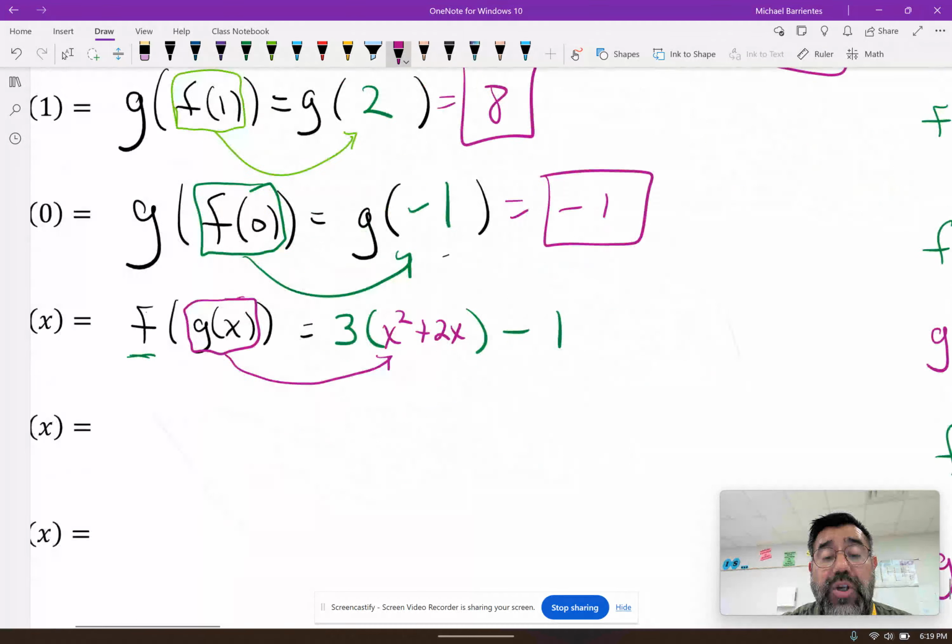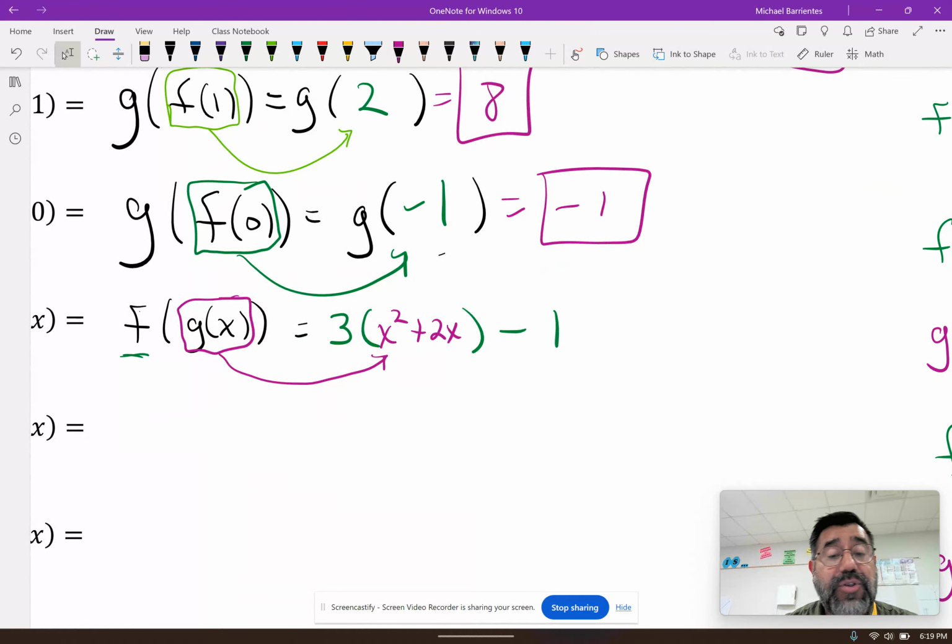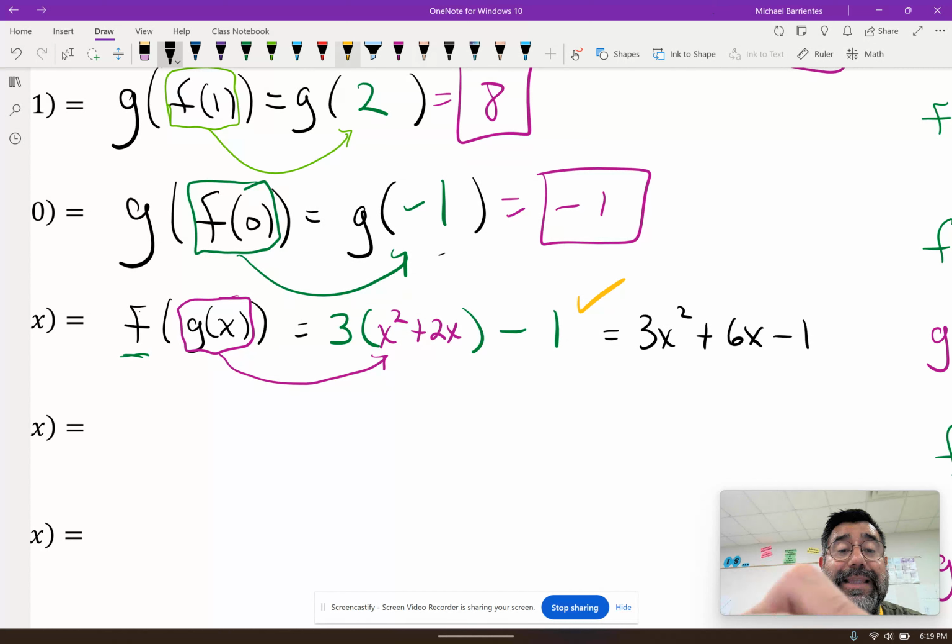Now at this point, could we simplify? Maybe, sure. But I need you to know that this is the composition that we're looking for. Now, if you want to simplify, you could distribute the 3 times this, use a little bit of algebra, plus 3 times 2x. If you triple 2x, that's 6x. And then don't forget the minus 1. So this is the correct answer. This is a cleaner version of the correct answer. But both of them are the composed functions together.